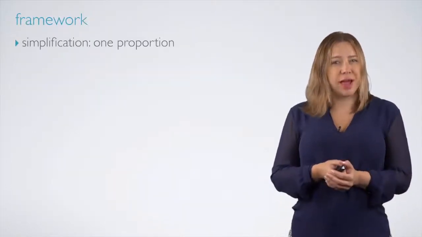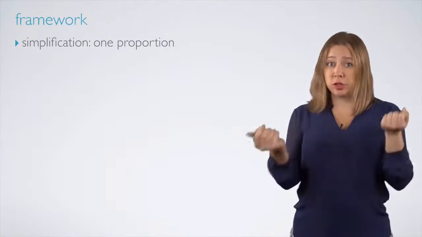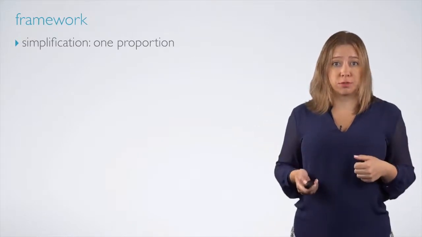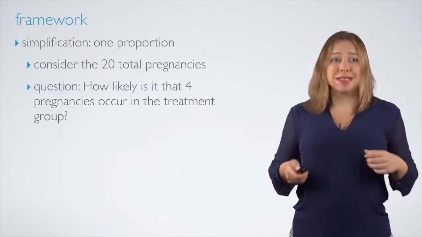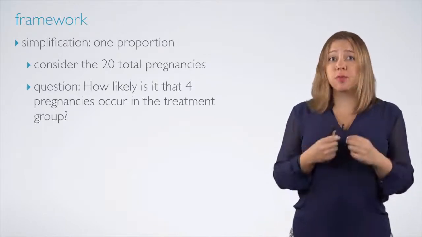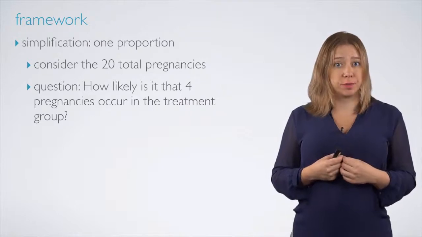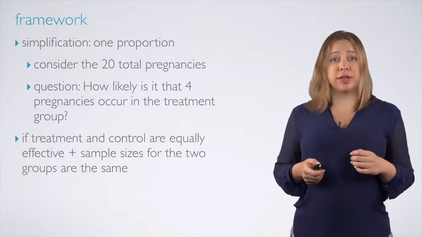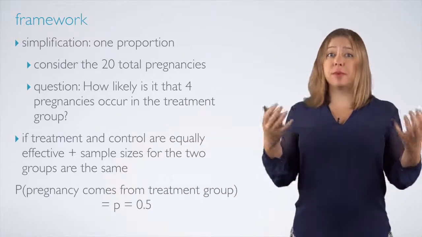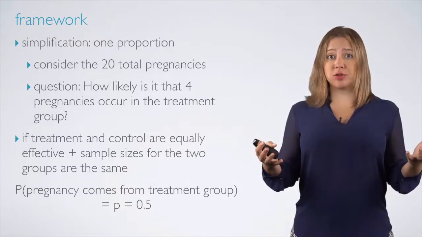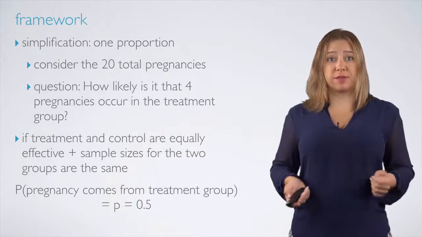To simplify matters, let's turn this problem of comparing two proportions to a one proportion problem. Consider the 20 total pregnancies and ask how likely is it that 4 pregnancies come from the treatment group. If the treatment and control are equally effective and the sample sizes for the two groups are the same, then the probability that a pregnancy came from the treatment group is simply 0.5.